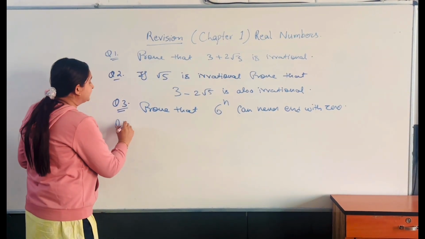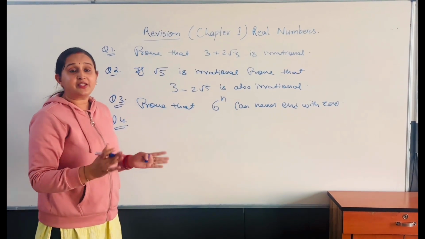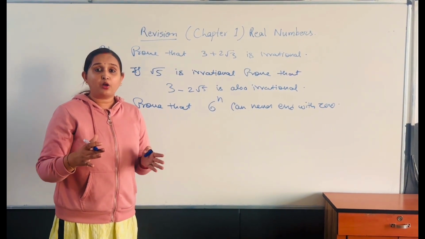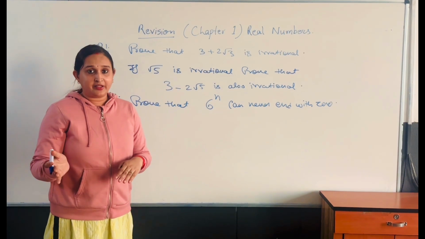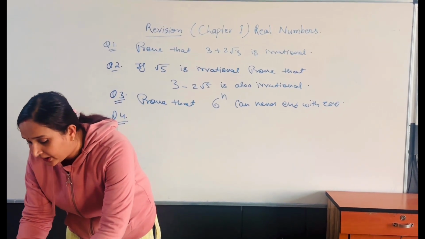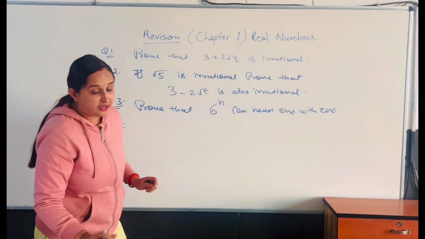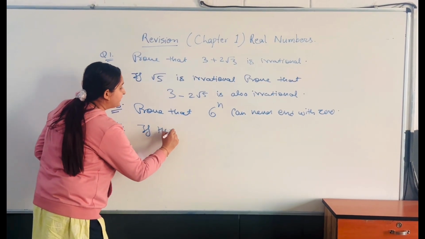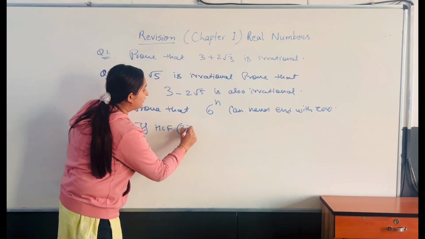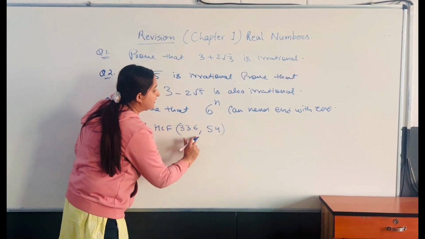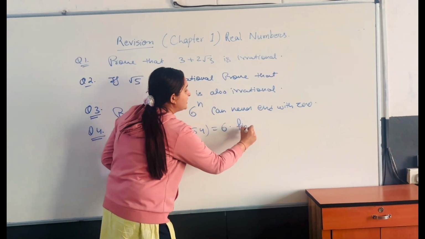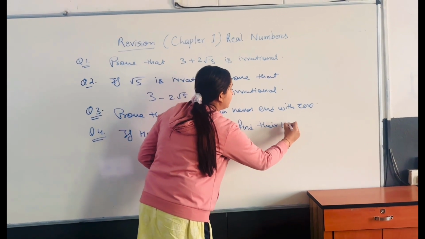The fourth concept is from HCF and LCM, which says that the product of two numbers is equal to the product of their HCF into LCM. So using that, there are two types of question which you can do. For example, if the HCF of 36 and 54, these are the two numbers, is 6, find their LCM.